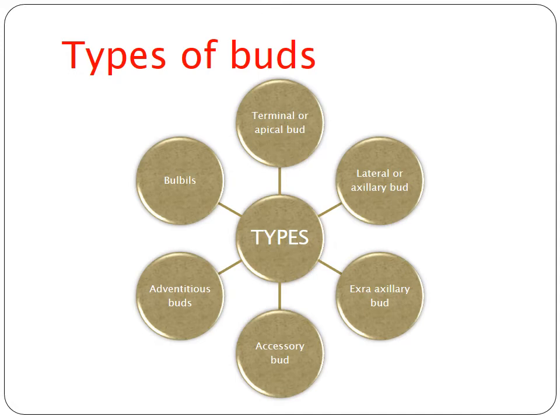Then next, bulbils are specialized buds. Bulbils are modified and elongated buds meant for propagation. When bulbils detach from the parent plant and fall on the ground, they germinate into a new plant and serve as a means of vegetative propagation. For example, Agave is the example for the bulbil type of bud. These are the types of buds.